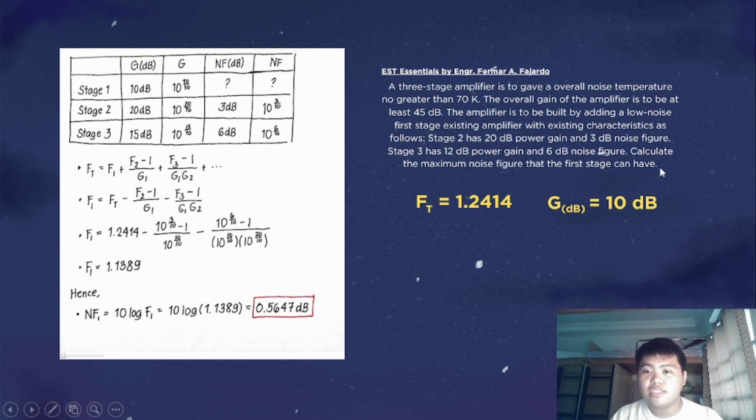Then the question is, calculate the maximum noise figure that the first stage can have. So we just simply convert the noise factor into a noise figure by this equation, NF sub 1 is equal to 10 times log F sub 1. Then we substitute the computed noise factor of the first stage of the amplifier, and we get 0.5647 decibel. Therefore, the maximum noise figure that the first stage can have is 0.5647 decibel. And that concludes the concept of noise in electronic communication circuits.